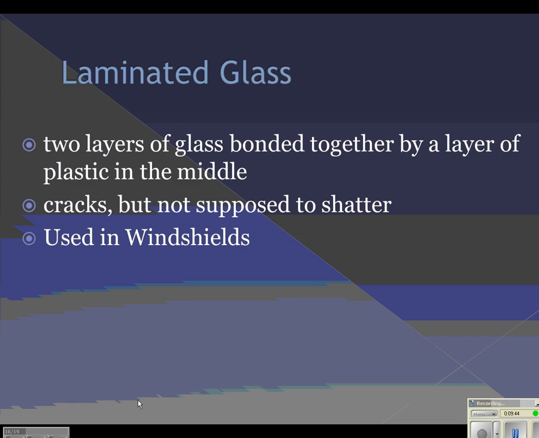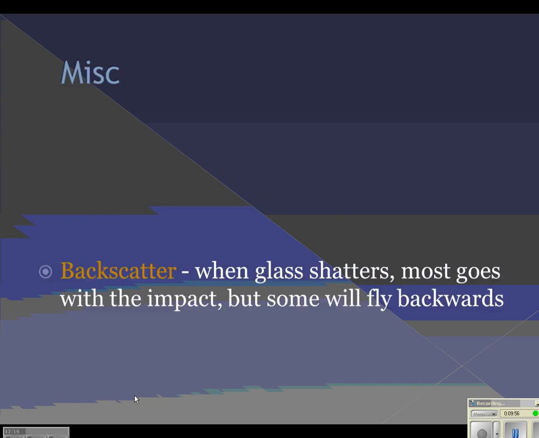Laminated glass is actually two layers of glass that's bonded together by a layer of plastic in the middle. And we say that it cracks and it's not supposed to shatter, which is a safety feature, and that's why we use it in windshields.